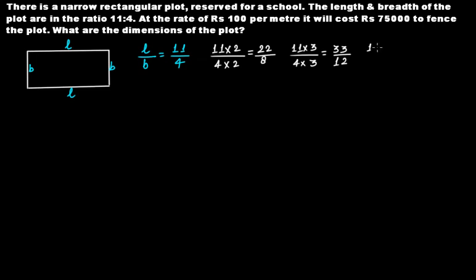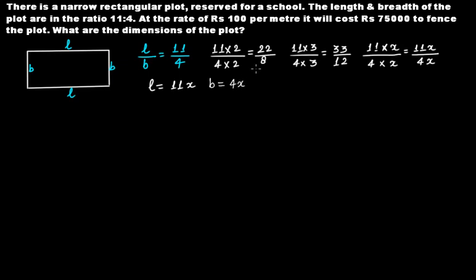If your length is 11 times x meter, therefore your breadth will be 4 times x meter, that is 11x ratio 4x, right? It means that we don't know the dimensions of the plot, we only know the ratio. So from this discussion we can say that if the length is 11x, then your breadth will have to be 4x. Okay, so we have assumed that the length be 11x, then in that case your breadth will be 4x.